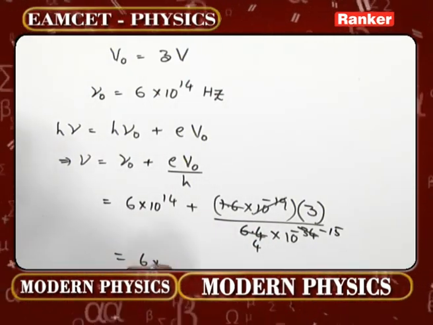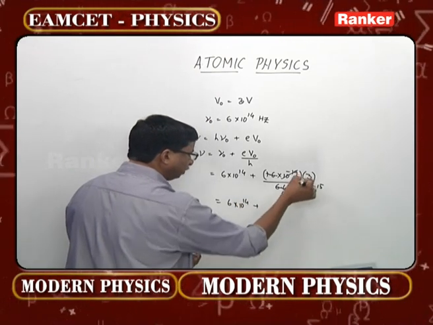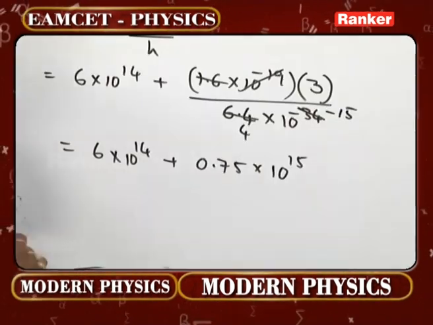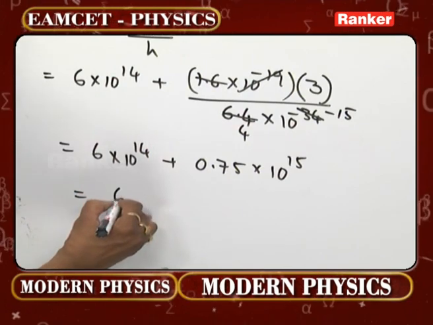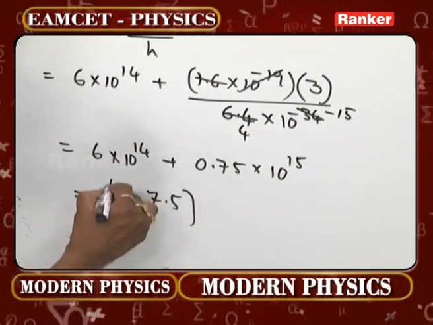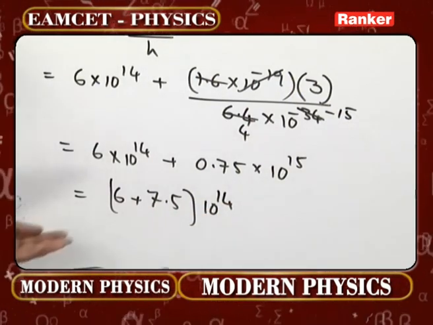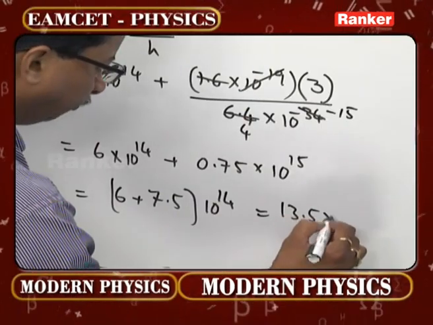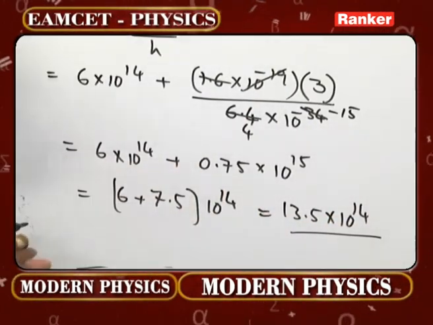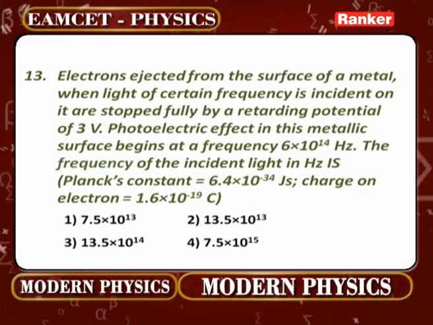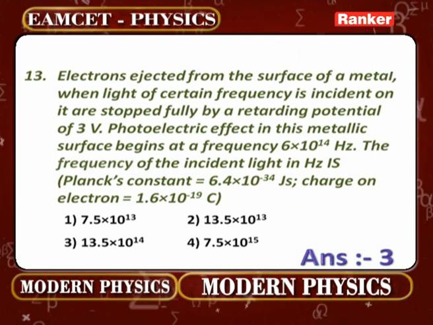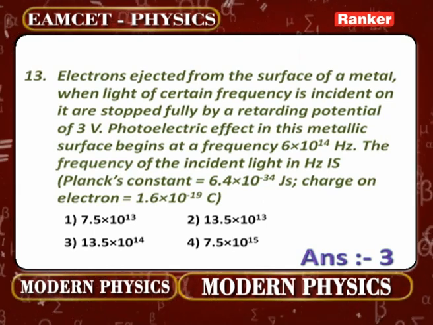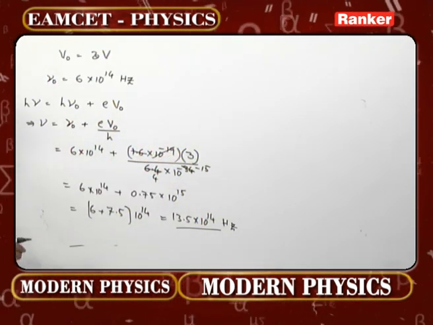Look at now 6 into 10 to the power 14 plus 3 by 4. 3 by 4 is 0.75 into 10 to the power 15. In other words, you can even write the same 6 plus 7.5 into 10 to the power 14. So 6 plus 7 is 13. 13.5 into 10 to the power 14 will now be the corresponding answer for you. Look at the options carefully, please. Third option must be the correct option for you. 13.5 into 10 to the power 14 what? Since it is the frequency, that will be in hertz as such. So that is the question number 13.